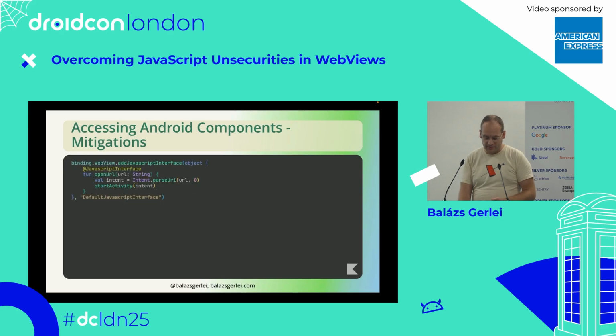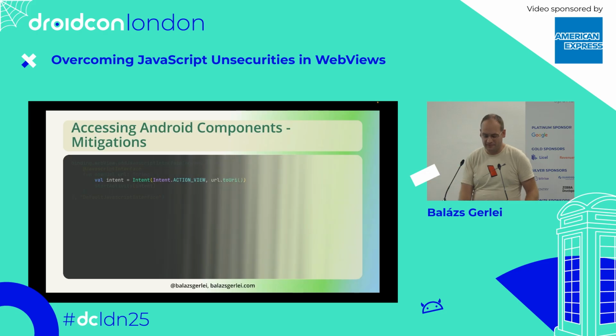But even better, you don't need to use the parseUri method. I would even say in this case you shouldn't use the parseUri method, because there's also an intent constructor that can be used in this case with the action view action, and you can pass the URI. You need to parse it from the URL string to URI, but you can pass it, and this one does not take the component and selector fields into consideration. So it will be opened in an external browser, for example, or at least pass the URI to the other activity as data.